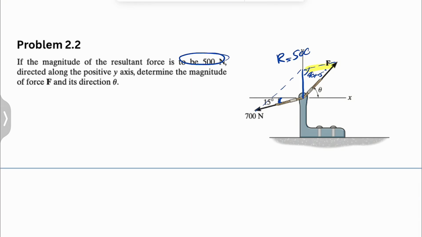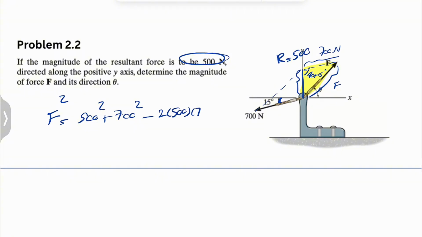If we look at this triangle here, we have this side F, this side is our R, which is 500, and this one would be 700 newtons. So F squared is equal to 500 squared plus 700 squared, minus 2 times 500 times 700 times the cosine of that angle, which is 90 plus 15, or cosine of 105. That's how we can find the F.